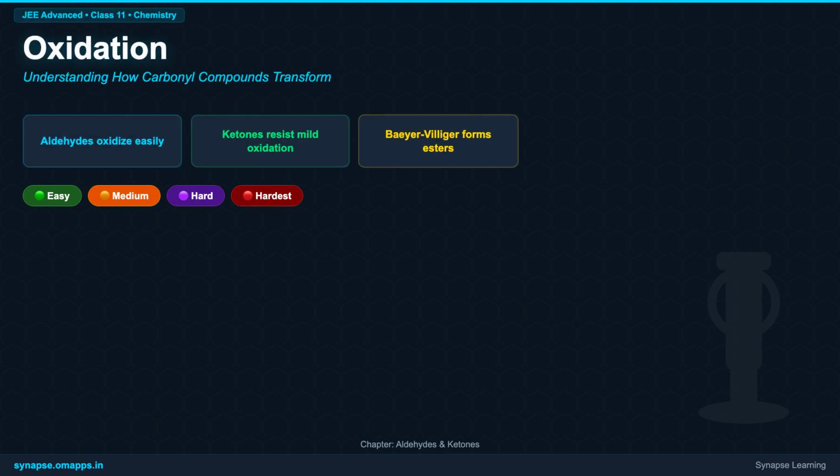Welcome to our session on aldehydes and ketones, specifically focusing on their oxidation reactions. Today, we'll embark on a four-level journey, starting from the basics of how these compounds react with oxygen, moving through specific reagents, delving into mechanisms, and finally exploring advanced applications. Get ready to uncover the fascinating world of chemical transformations.